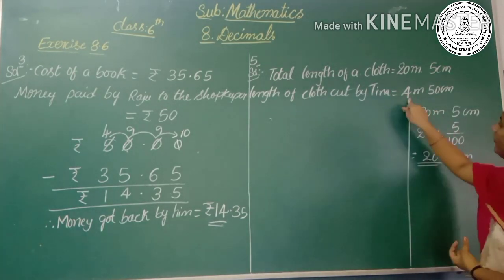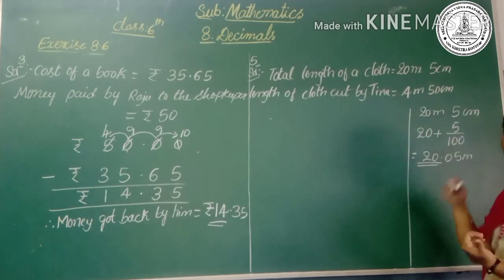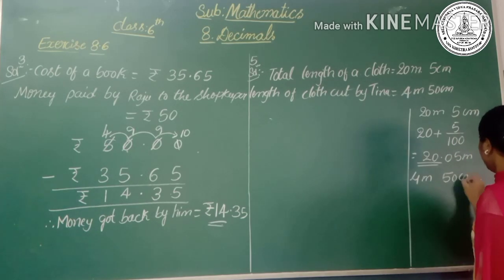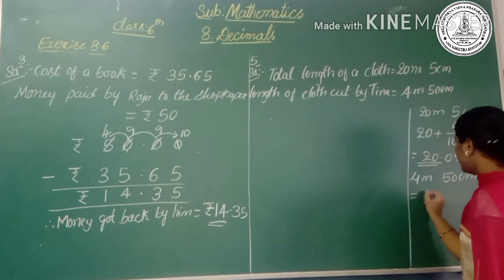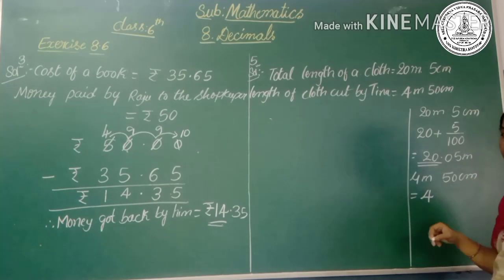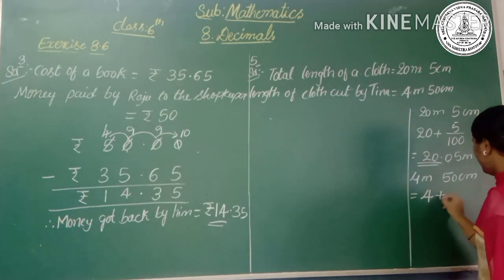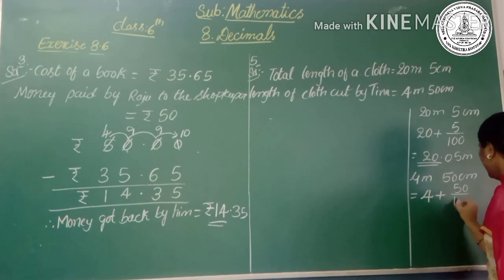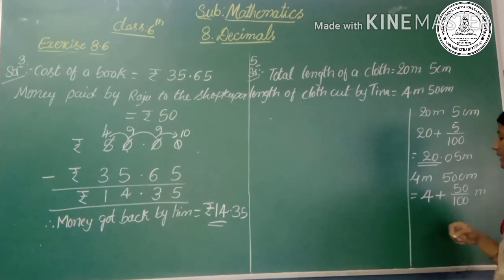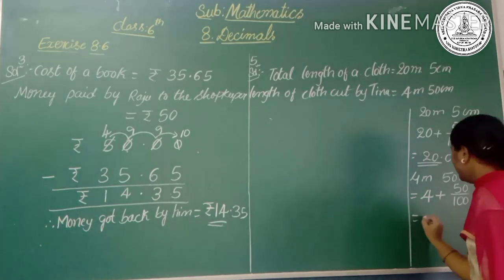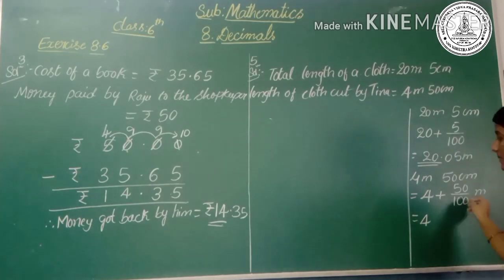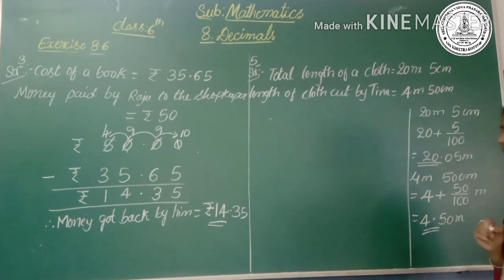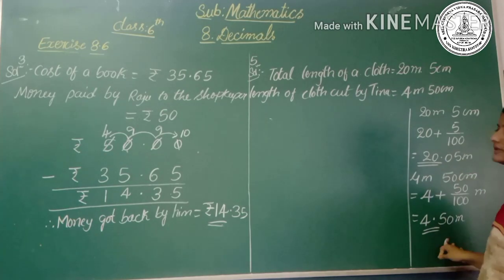Okay. Then similarly convert 4 meter and 50 centimeter into meter. Here 4 is already in meter. Then convert the 50 centimeter into meter. So 50 centimeter is equal to 50 divided by 100 meters. Then 50 by 100 can be written as 0.50, so it is 4.50 meter. Okay. Yes. Now you subtract it.